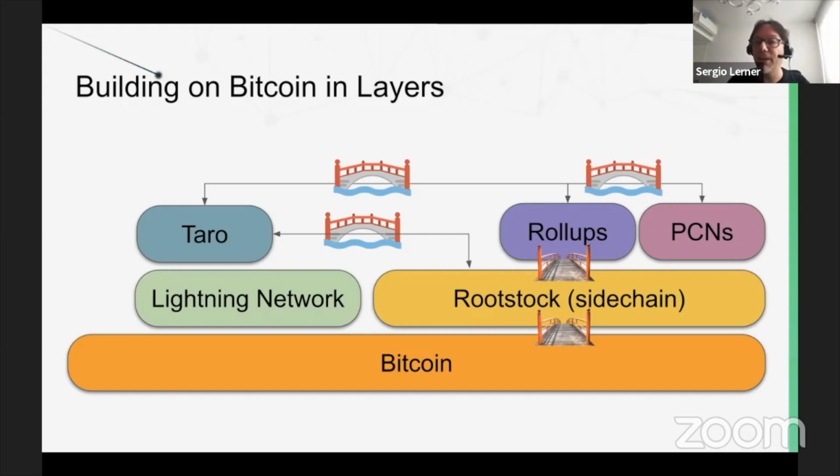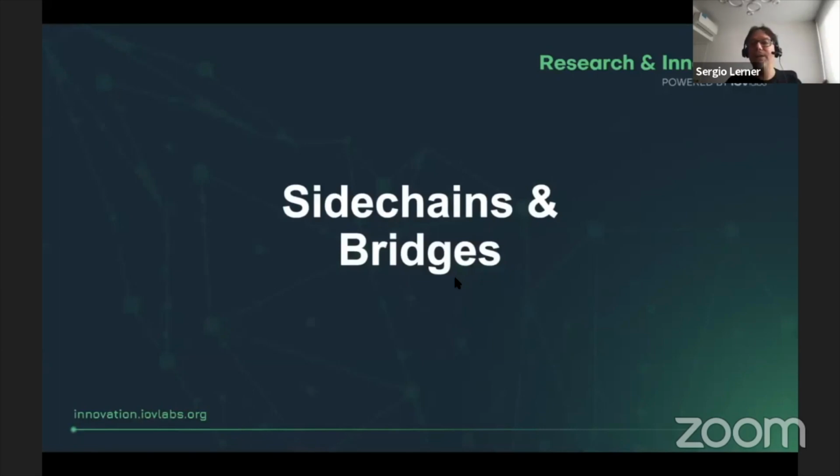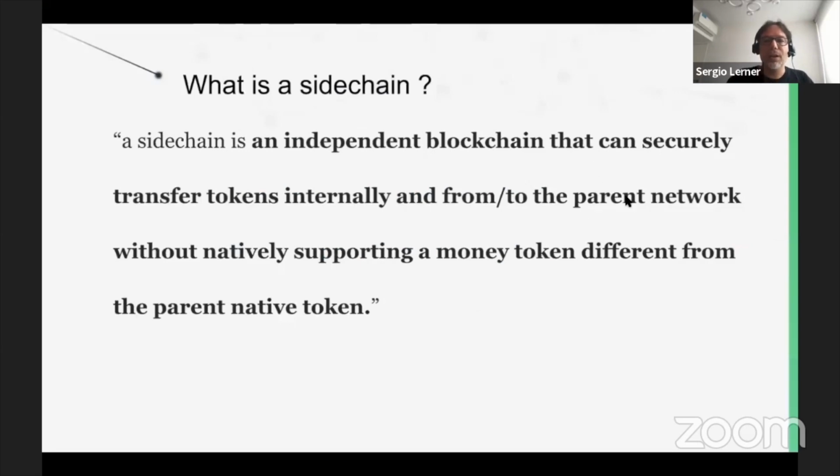The important thing is that there is one bridge that every sidechain needs, which is basically the Rootstock bridge that connects Rootstock with Bitcoin. So I will talk a little bit about these bridges, which are so important in the case of sidechains. I'm going to make a distinction between the different layer 2s, because Rootstock is a very specific type of layer 2, which is a sidechain. This is the oldest definition of what a sidechain is. A sidechain is an independent blockchain, so it has its own blocks and its own mining mechanism, and it can securely transfer tokens internally and from and to the parent network, which in the case of Rootstock is Bitcoin.